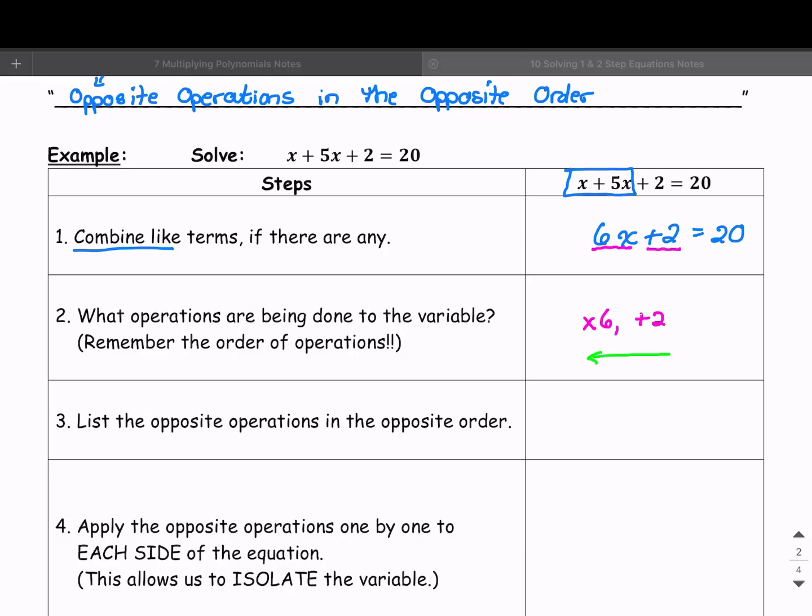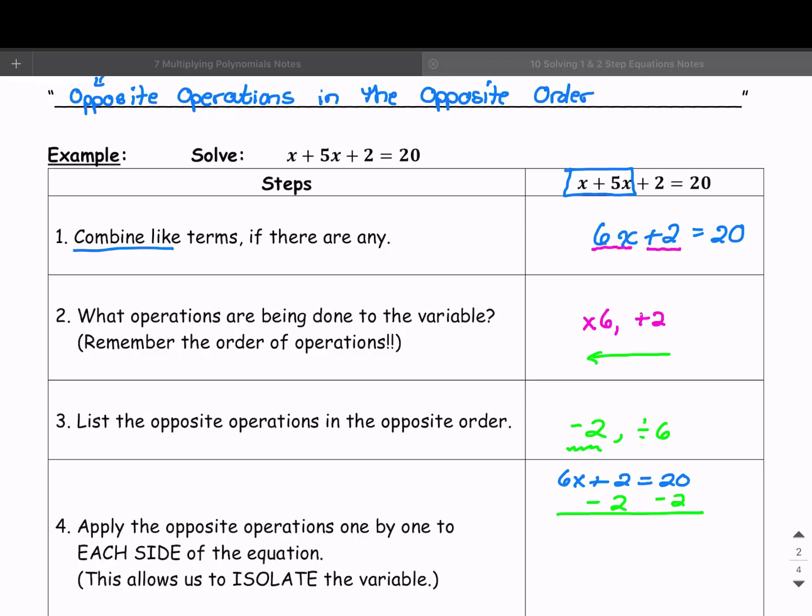What's the opposite of adding 2? That's subtracting 2. What's the opposite of multiplying by 6? That's dividing by 6. So when we go to solve, we're going to take this equation, 6x plus 2 equals 20, and we're going to do the opposite operations in the opposite order. So we're going to do this minus 2 first. But I can do anything I want to one side of an equation as long as I do it to the other side of the equation. So I'm going to subtract 2 over here.